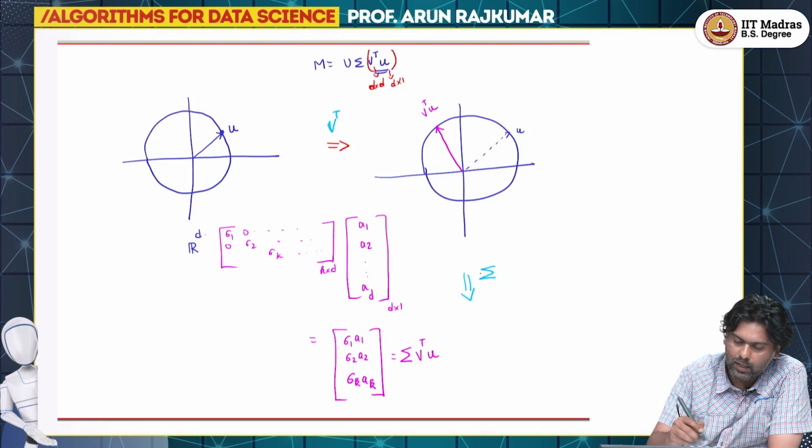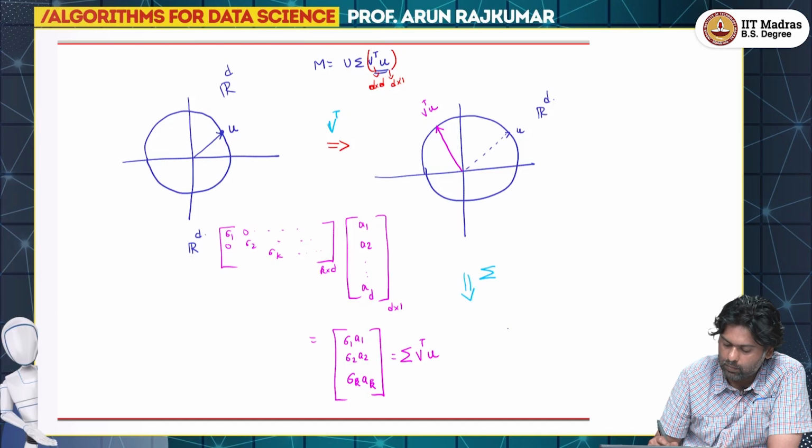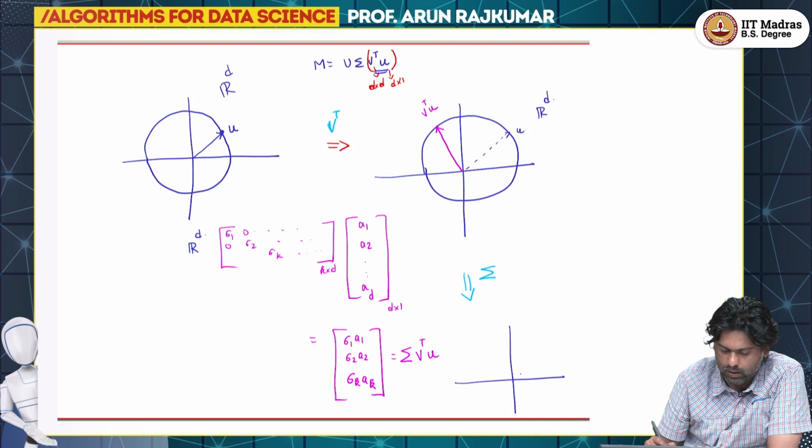Now this is R^d, this is also R^d, and now I am somewhere in, I might, it might stretch some directions, it might not stretch other directions. So I end up maybe somewhere like this. It probably stretched one direction, it didn't stretch the other direction. So I ended up here in R^k.